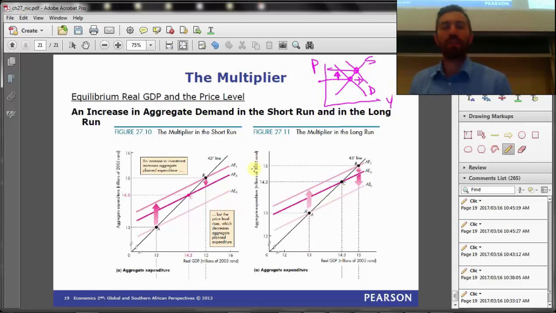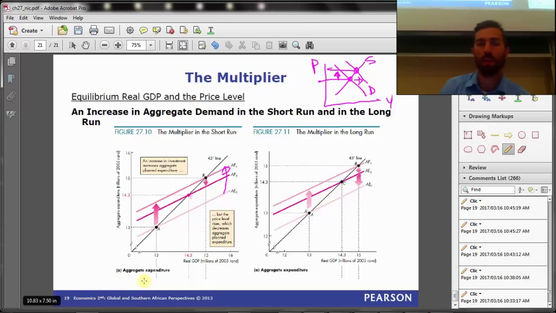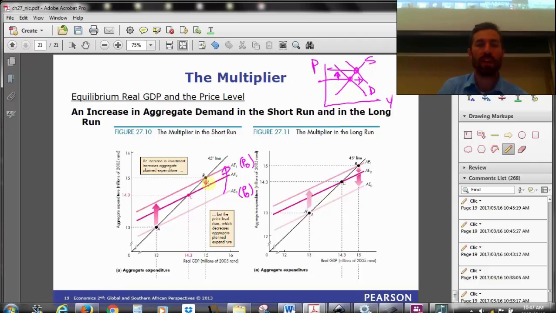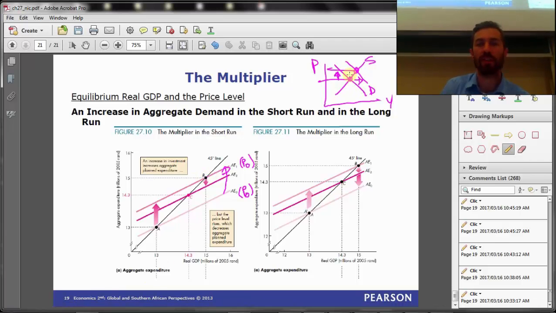So what happens then if aggregate expenditure increases not due to a change in price level? We shift from AE0, so this is when prices remain at P0, to AE1, where prices remain still at P0. We have an increase in output. We have a shift in the entire demand curve. Okay? We move from point A to point B.